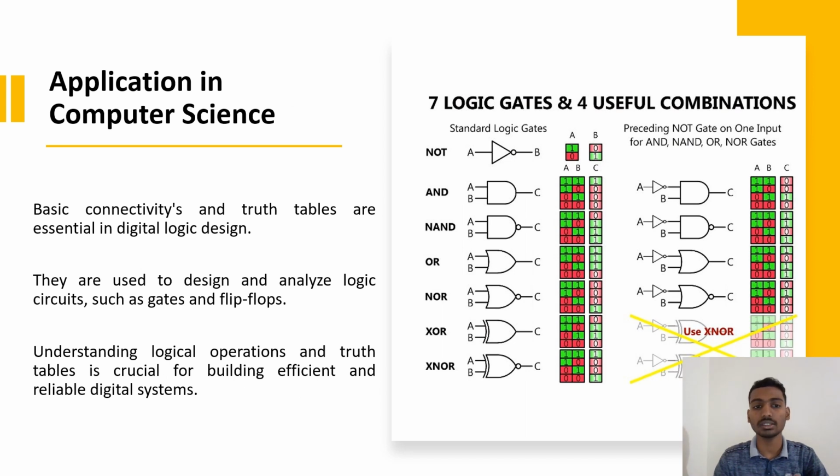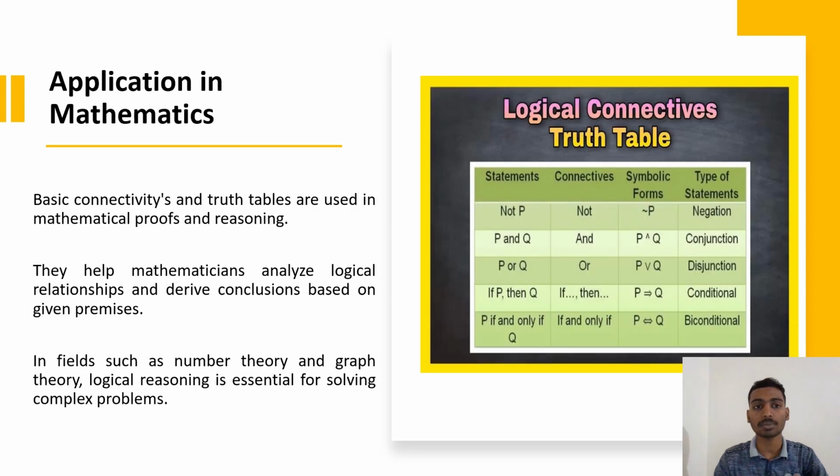Applications in computer science. Basic connectives and truth tables are essential in digital logic design. They are used in the design and analysis of logic circuits such as gates and flip-flops. Understanding logical operations and truth tables is crucial for building efficient and reliable digital systems.